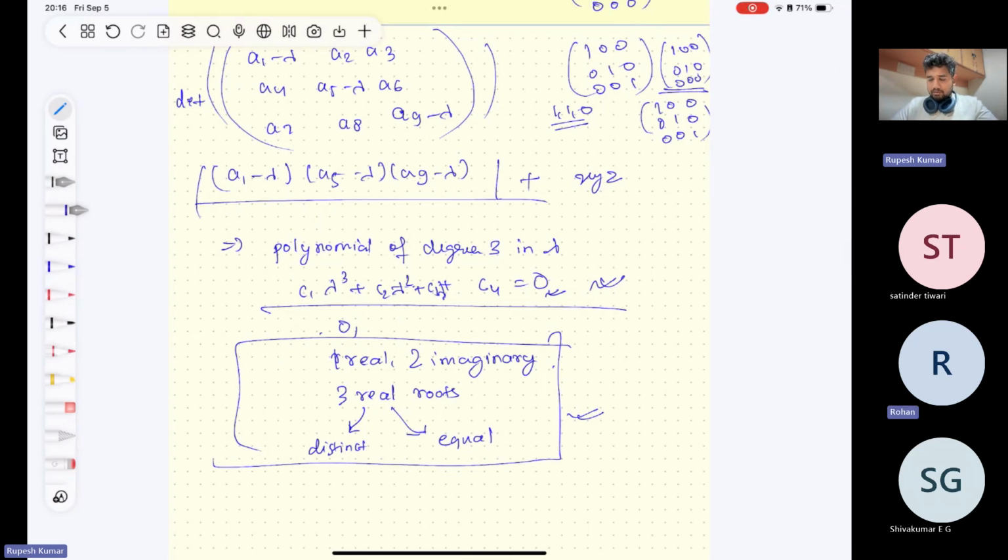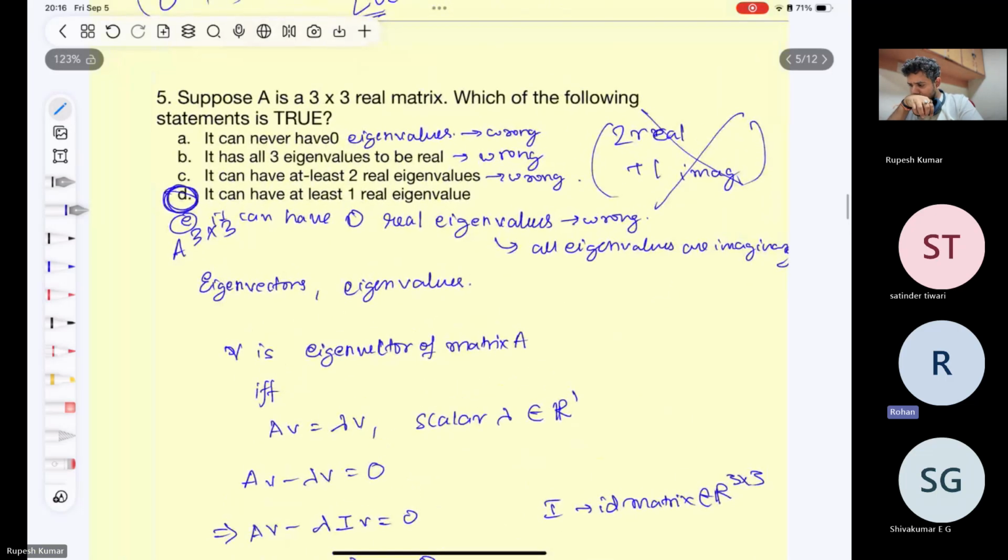Fine, everyone? Sir, I think I have a doubt in C and D. I was reasoning them to be true actually. C says that it can have at least, the part is at least. I'm concerned about that part. I want to break it down into simpler terms.